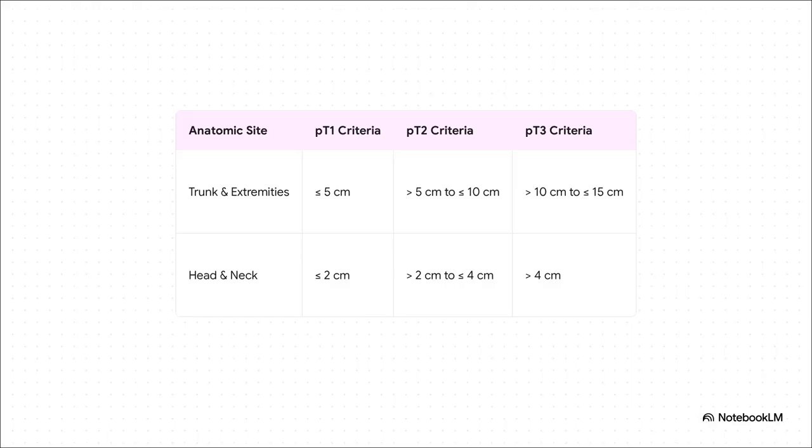Now, check this out, because this is a really important point. Staging is not one size fits all. The AJCC system makes it clear that the tumor's location is critical. I mean, look at the difference here. A 5-centimeter tumor in the leg is a pT1, but that same 5-centimeter tumor in the head and neck, that's a pT3. The anatomic context completely changes the stage, which is why accurately reporting the site is so important.